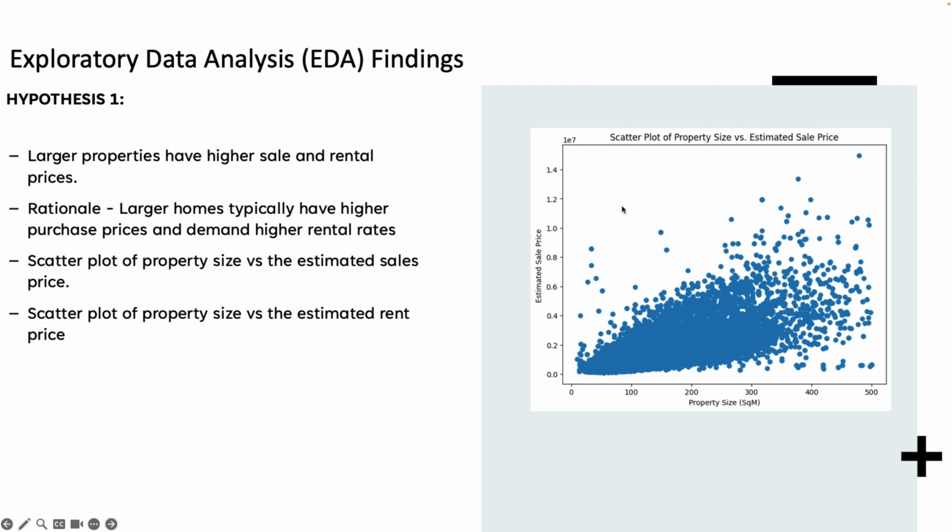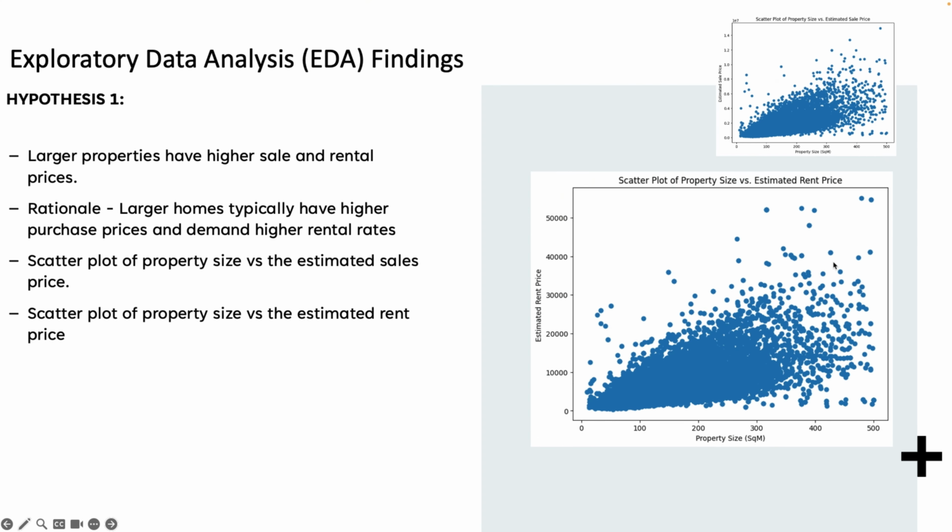So here we have a scatter plot of the property size against the sales price, and as you can see, as the property size increases, the sales price tends to increase as well. We also plotted this for the rent estimate, and similarly we have, as the property size increases, the estimated rent price also increases.